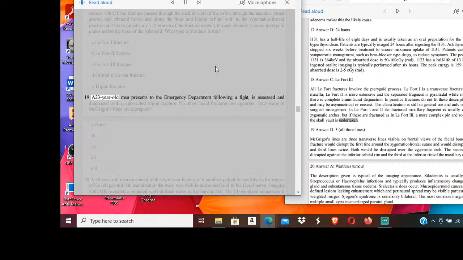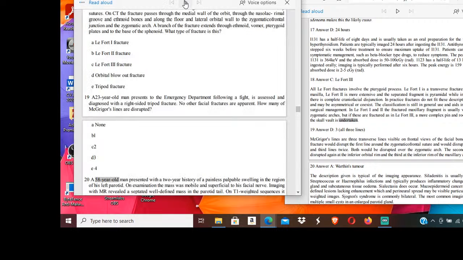A 23-year-old man presents to the emergency department following a fight, is assessed and diagnosed with a right-sided tripod fracture. No other facial fractures are apparent. How many of McGregor's lines are disrupted? A, none. B, 1. C, 2. D, 3. E, 4.